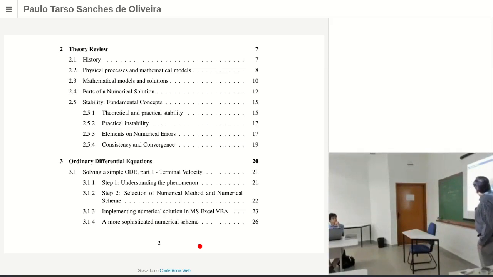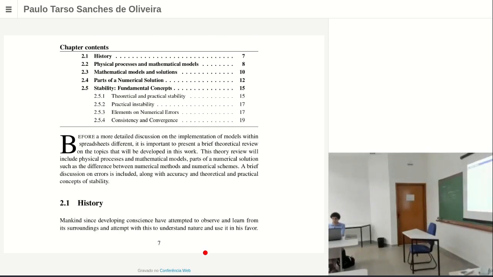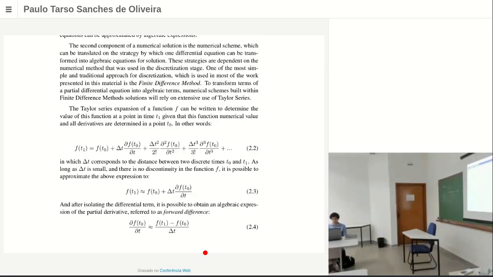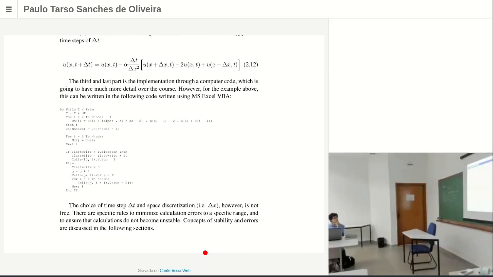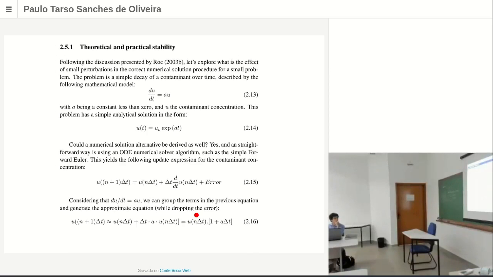Okay, so let's talk about these more fundamental concepts of instability. Let's move to this page in your document, page 15. We are going to look into a very, very simple ordinary differential equation, probably the simplest of them all. This is a decay equation, right? A here is a constant number with a negative value. It is so simple that even the analytical solution is simple. That's the analytical solution for this.